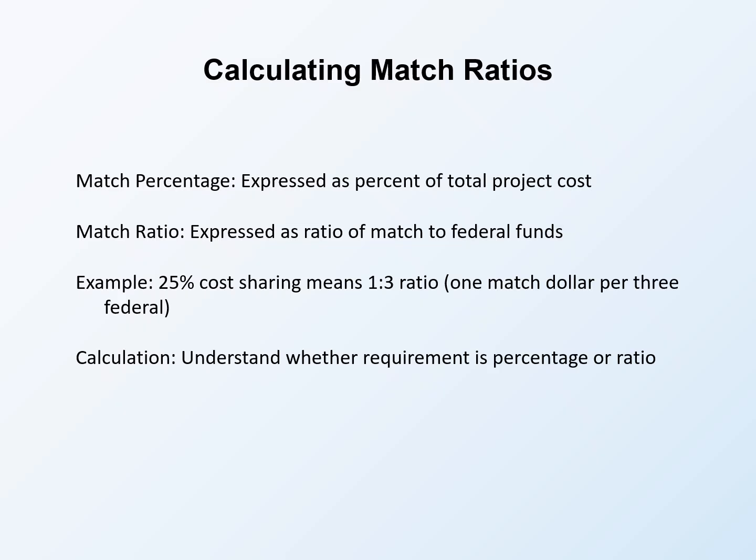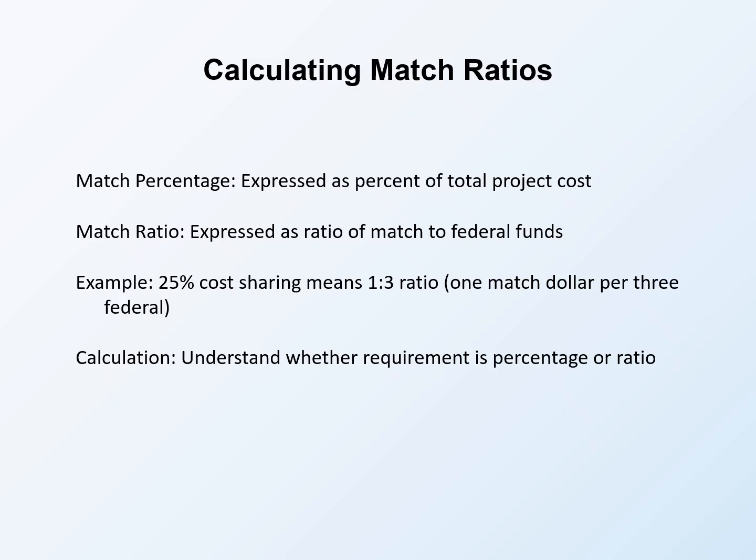25% cost sharing on a $400,000 project means $100,000 in match and $300,000 in federal funds. The ratio is 1-to-3. 50% cost sharing would mean $200,000 each, or a 1-to-1 ratio. Understanding whether the requirement is expressed as percentage or ratio is essential for accurate calculation.